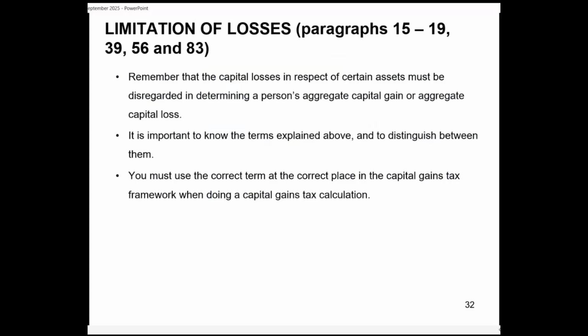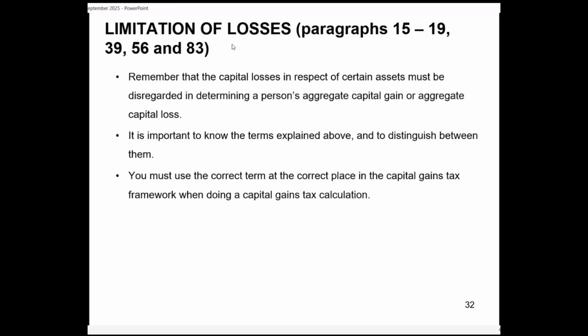So remember that the capital loss in respect of a certain asset must be disregarded in determining a person's aggregate capital gain or aggregate capital loss. Remember that the capital losses in respect of certain assets must be disregarded. This is in terms of paragraphs 15, 19, 39, 56, and 83. You must go through them.